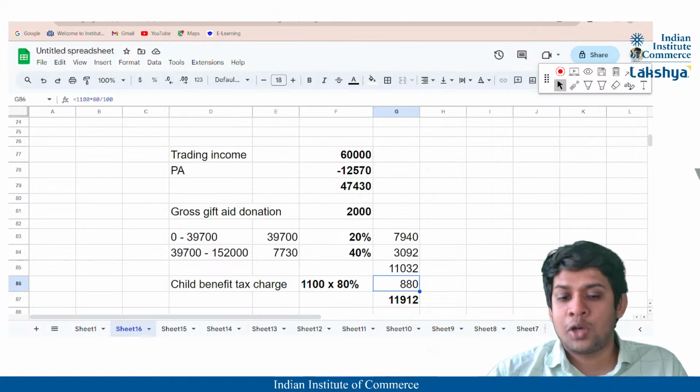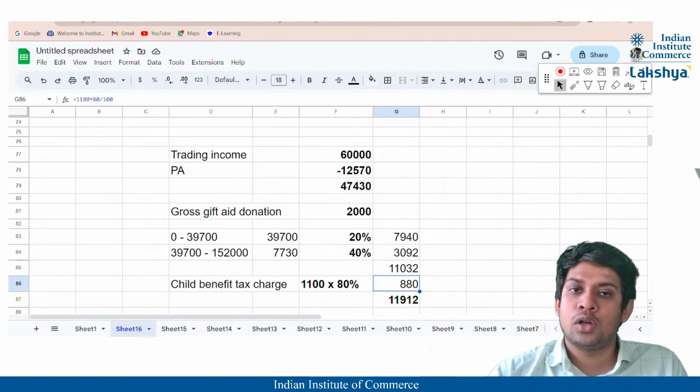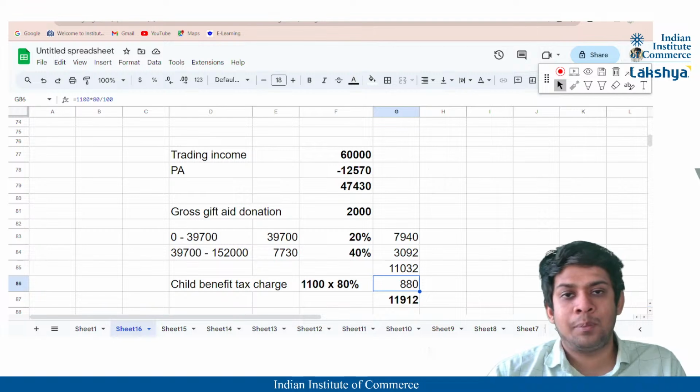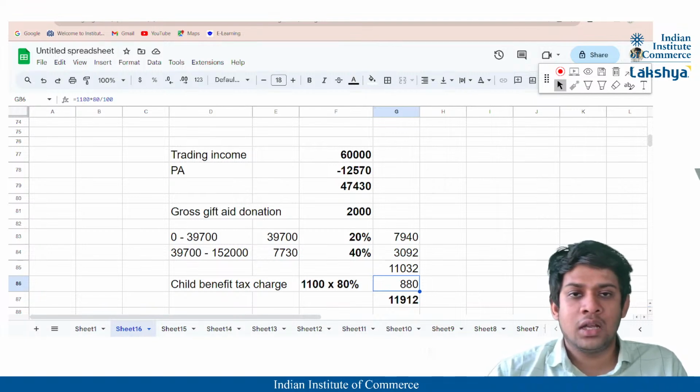With this, our chapter 2 comes to an end except for the residency test that we will do tomorrow in the next class. So tomorrow we meet at the same time, 9 a.m. to 1 p.m., where we will complete our residency test and obviously chapter number 3, that is investment income, and later on solve corporation tax.